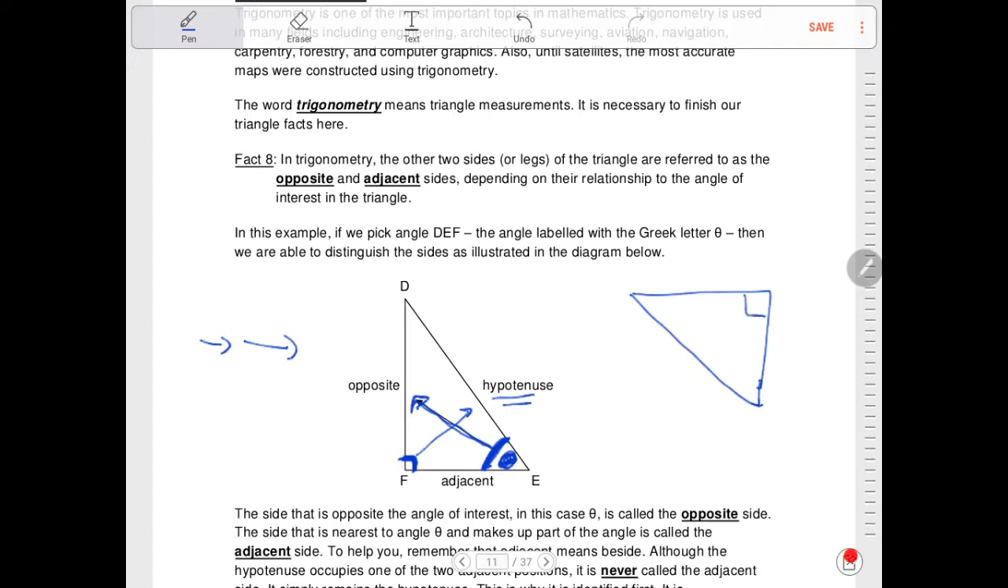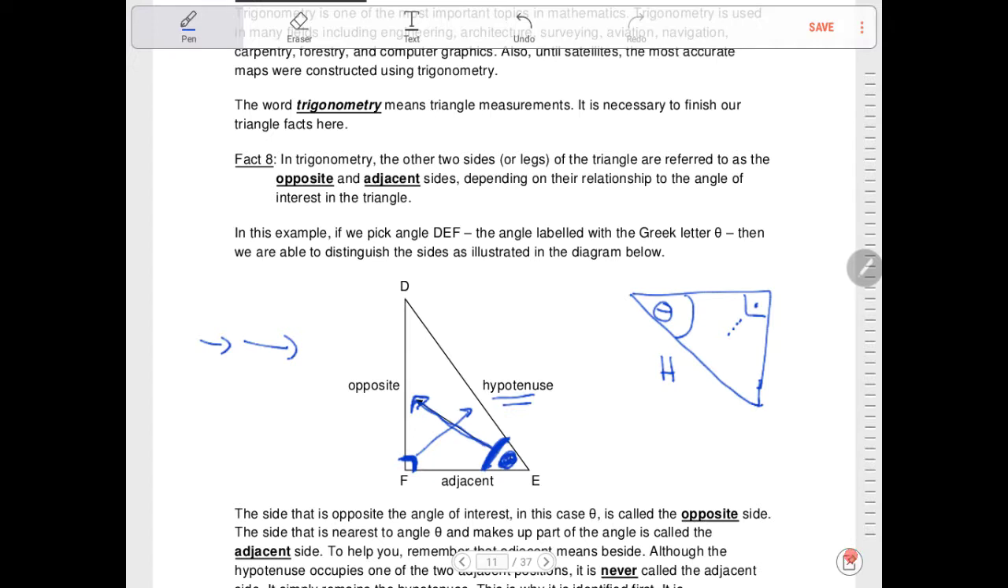Okay, so let's say we're looking at this angle right here. Let's name our sides. So the first thing you do is you find your 90-degree angle. Here it is right here. We go across. We know that is our hypotenuse. Feel free just to use an H.